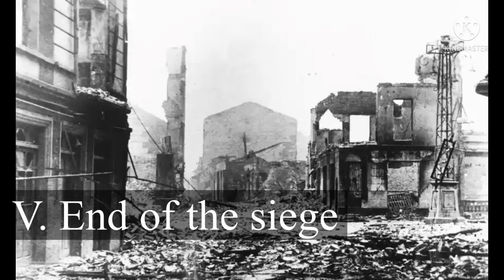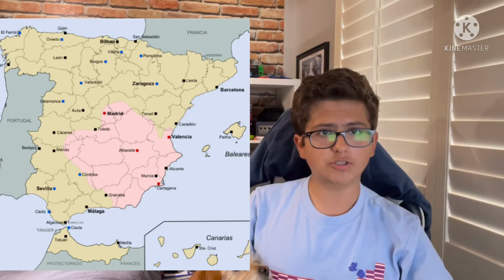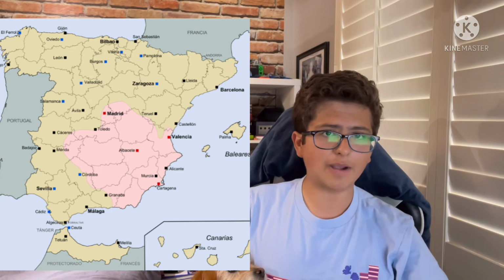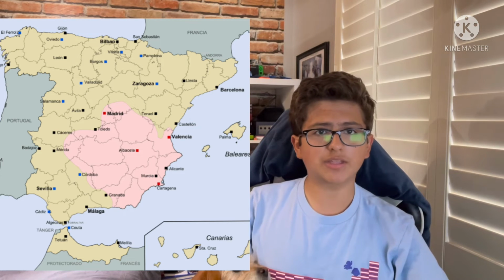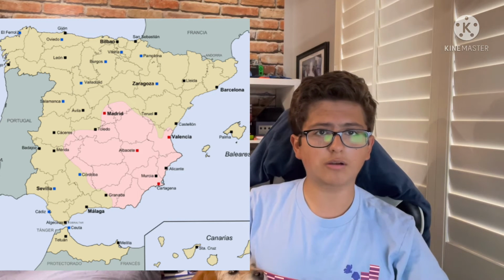At the end of the Nationalist attempt to take the city of Madrid, most of Spain's territory had been taken, with only a few areas south and east of Madrid still remaining under Republican rule.